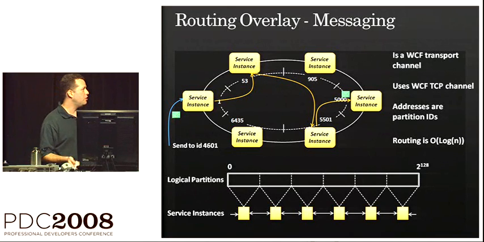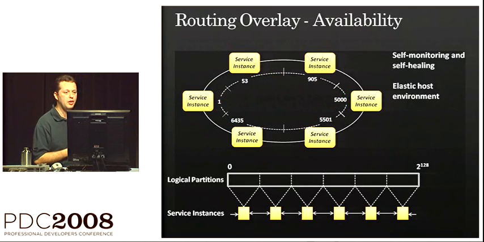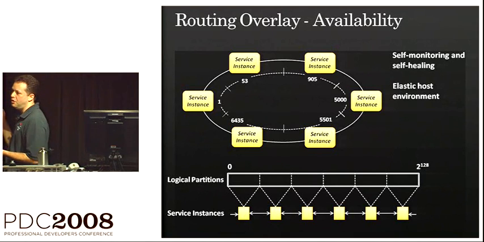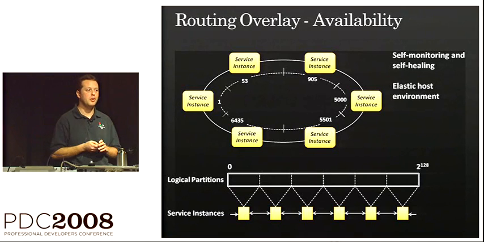And so now the service can send messages to partitions. But what about availability? What happens when nodes fail? So the routing overlay also provides dynamic reconfiguration. The IT pro can add machines, put them in the ring, can remove machines from the ring, or machines can just kind of fail on their own.